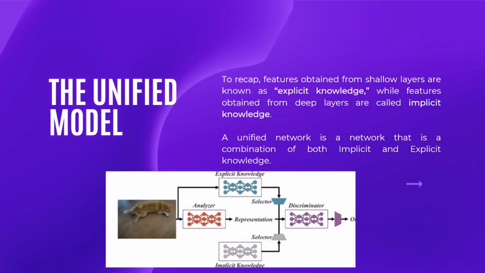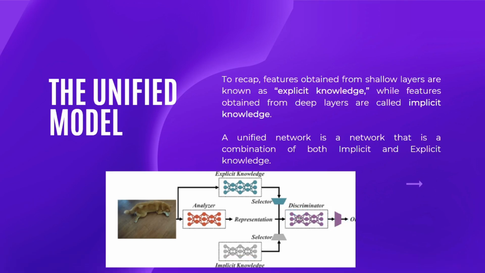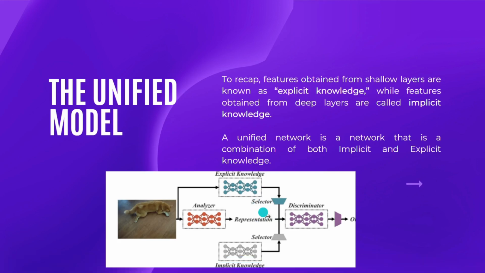So to recap what we have learned so far, features obtained from the shallow layers are known as explicit knowledge, while features obtained from deep layers are called implicit knowledge. A unified network is a network that is a combination of both implicit and explicit knowledge. Now that we have learned how explicit and implicit knowledge work, we can combine both in order to create a unified model, which is shown in the figure below. And by using a discriminator, then we can get the output. So a discriminator is a network that is going to check whether the output from the previous model is correct or not. We have seen discriminators being implemented in generative adversarial networks, or GANs.